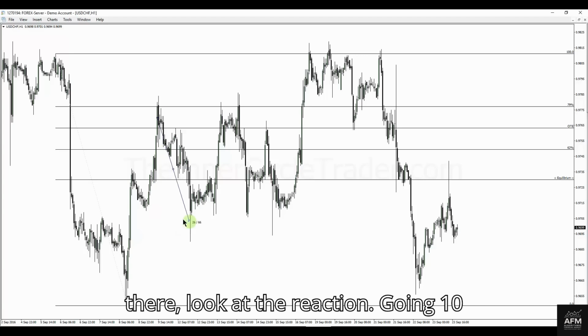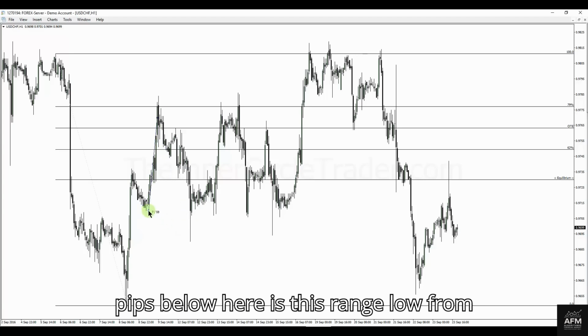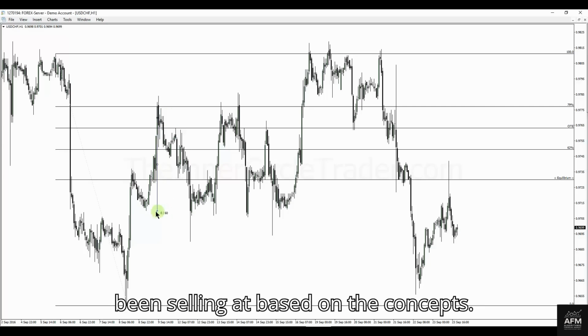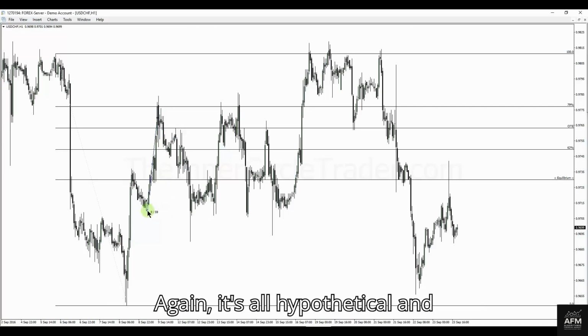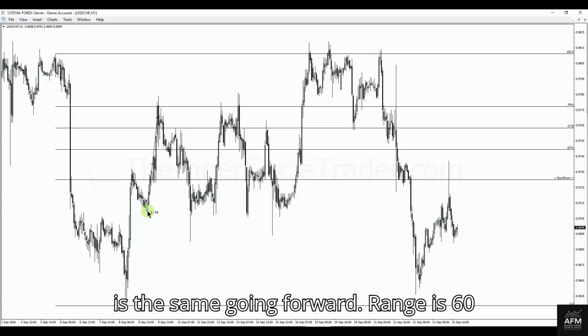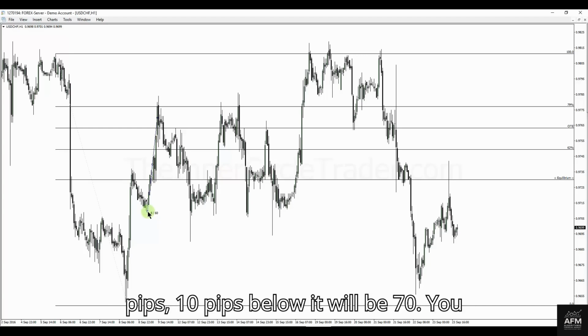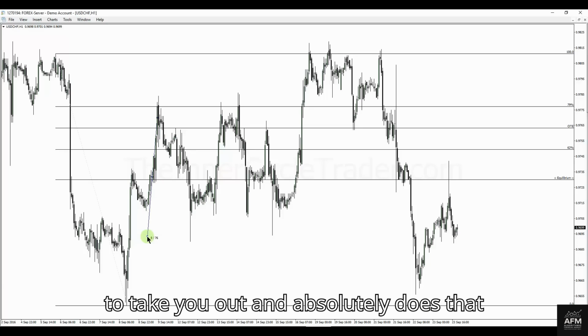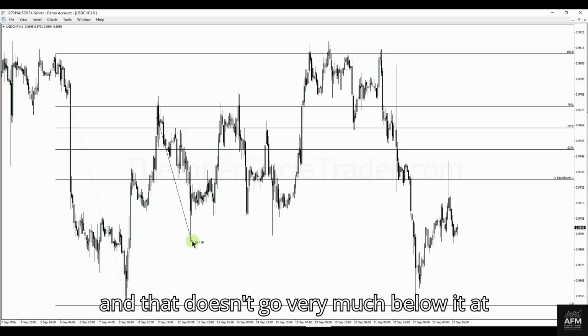And there, look at the reaction. Going 10 pips below here is this range low from that high up here where we would have been selling based on the concepts. Again, it's all hypothetical in hindsight here, but the conceptual idea is the same going forward. Range is 60 pips. 10 pips below it will be 70. You got at least 4 pips below that for spread to take you out, and it absolutely does that. And it doesn't go very much lower at all.